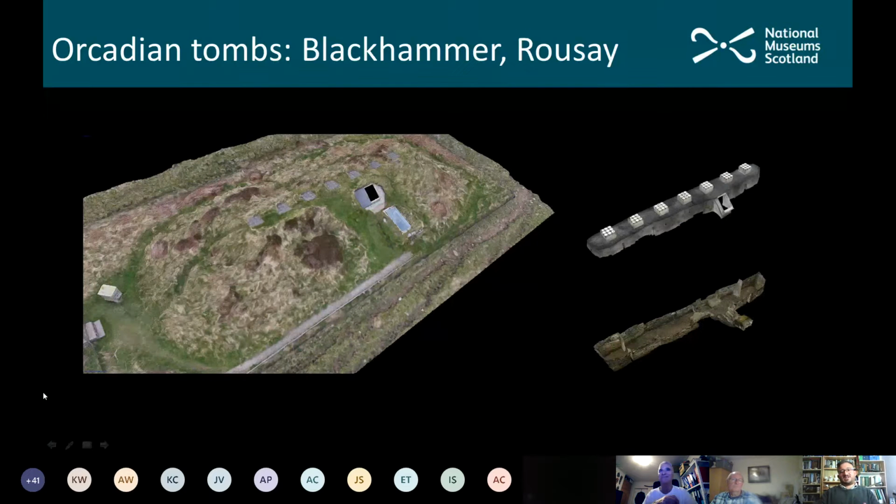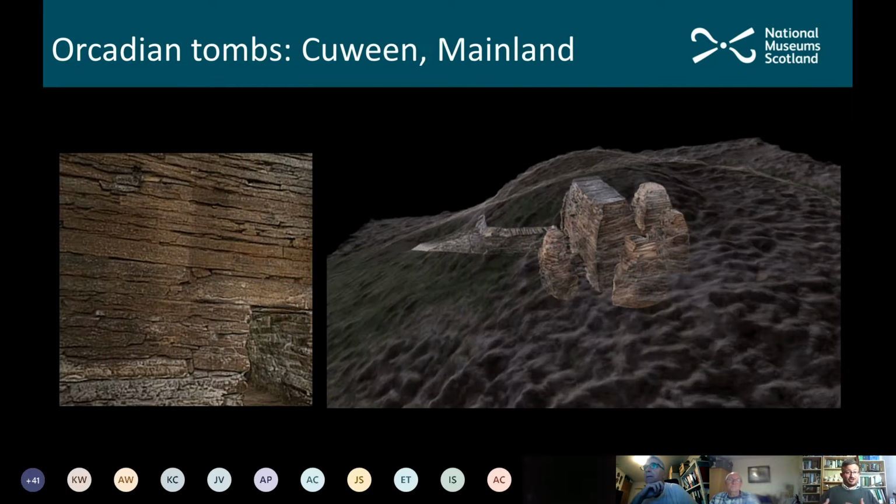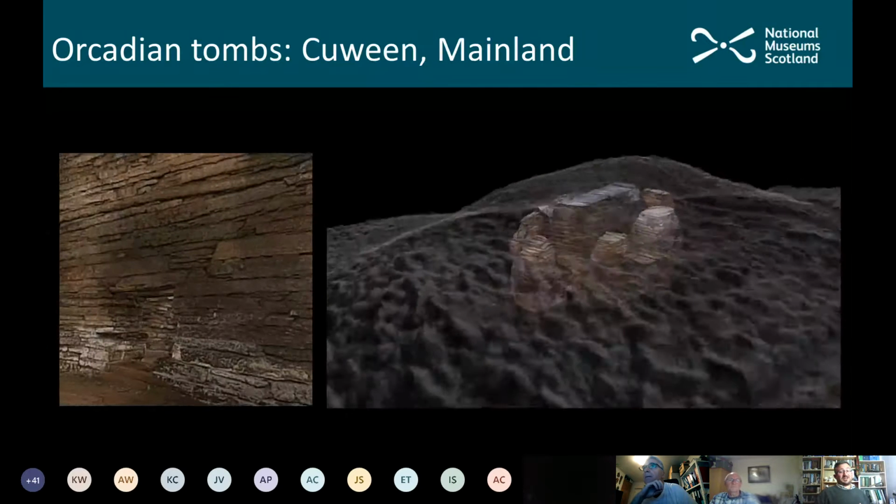Now again, with these models, there was a little bit of post-processing. I chose to divide the models up into different sections. So here at Blackhammer, you can see I've taken the skin of the tomb, the mound, off, and then I've separated the Neolithic stonework from the modern concrete structure. And the reason I did that was because I wanted to put them back together to produce images like this.